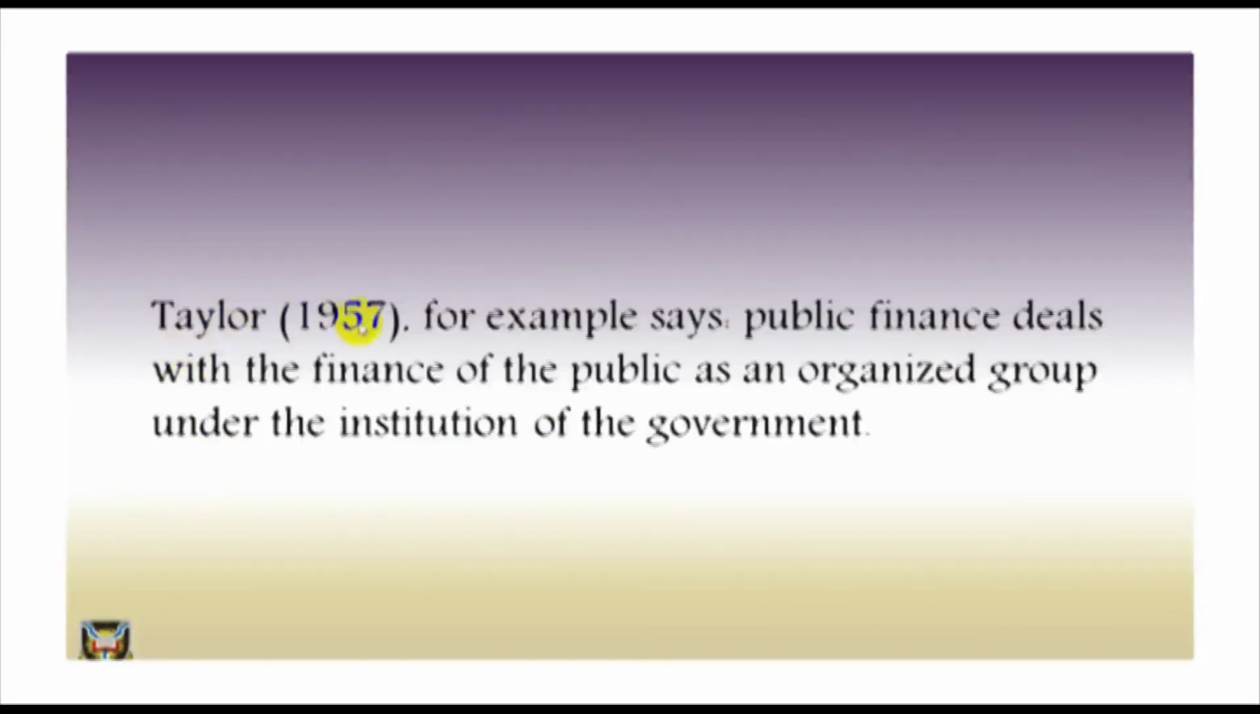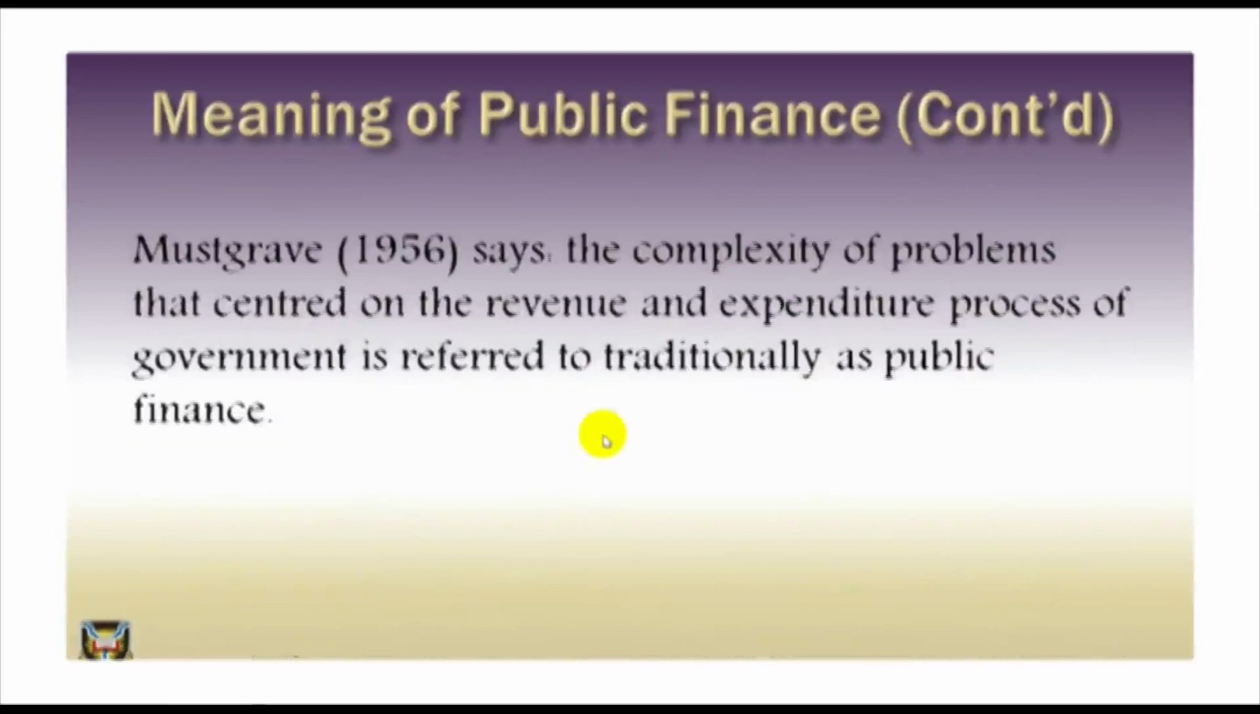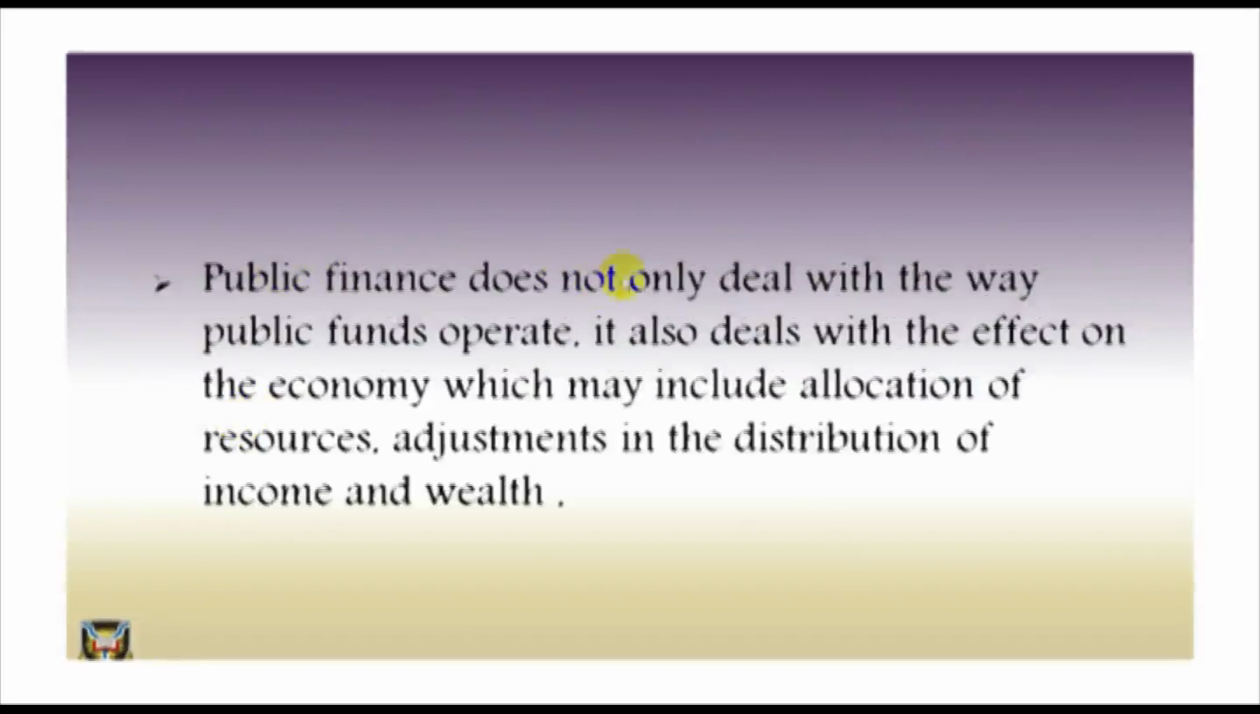Earlier writers on the subject also defined public finance in different ways. Taylor, 1957, for example, says, public finance deals with finance of the public as an organized group under the institution of the government. Musgrave, 1956, says the complexity of problems that centered on the revenue and expenditure process of government is referred to traditionally as public finance.